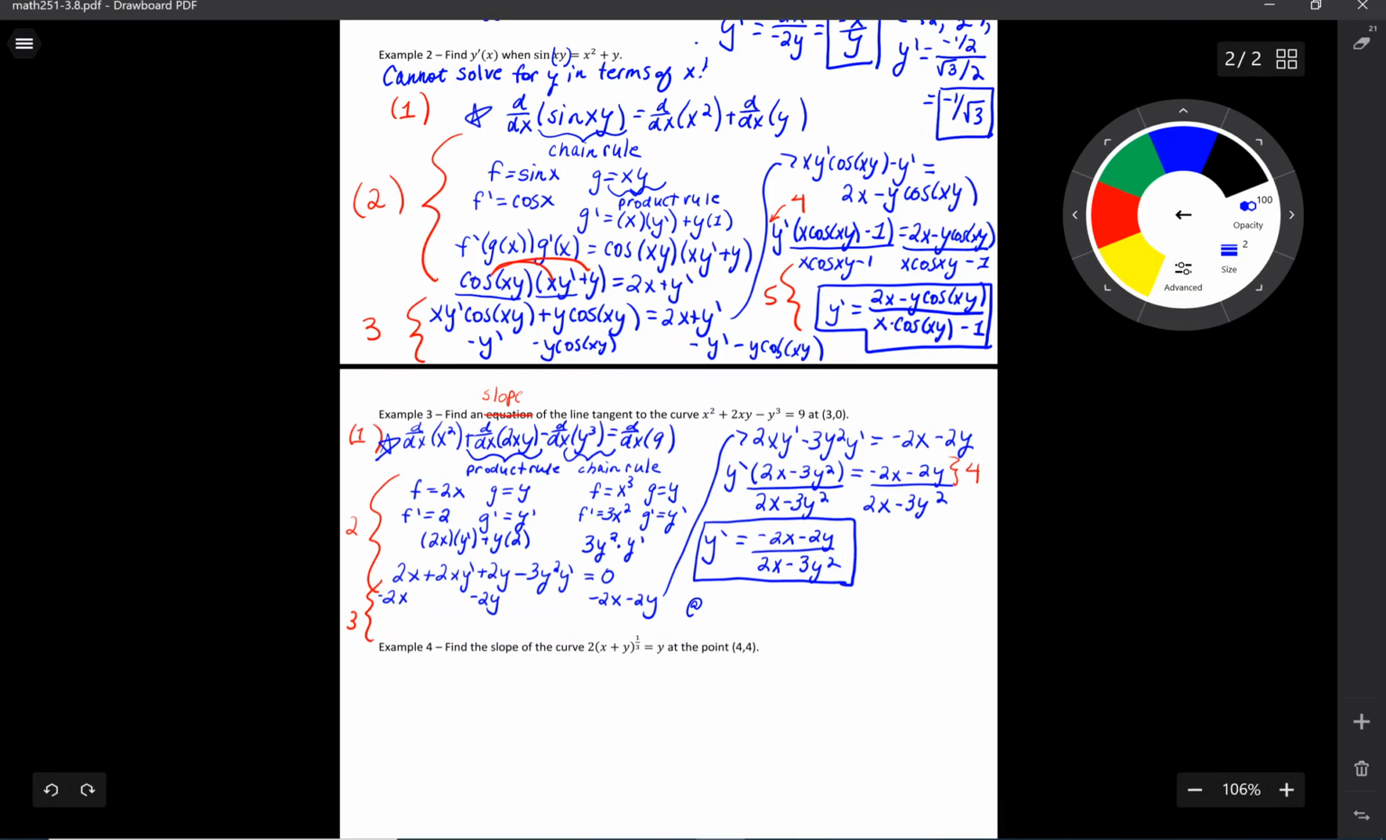So at 3, 0, I get y prime equals negative 2 times 3 minus 2 times y, which is 0, over 2 times x, which is 3, minus 3 times 0 squared, which gives me negative 1. So the slope of the tangent line on this super funky curve at the point 3, 0 is negative 1.